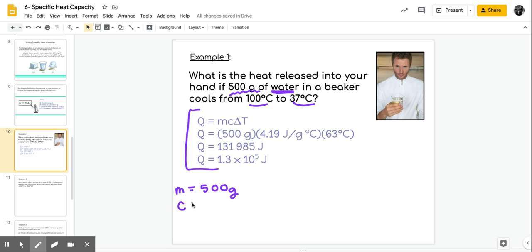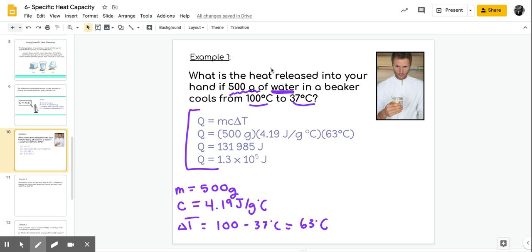My C is, I'm dealing with water, so I'd have to look at my periodic table and find 4.19 joules per gram degrees Celsius. And then delta T is 100, it cools, so 100 to 37. So that is 63 degrees Celsius. So when I know all of these, I'm going to double check my question.